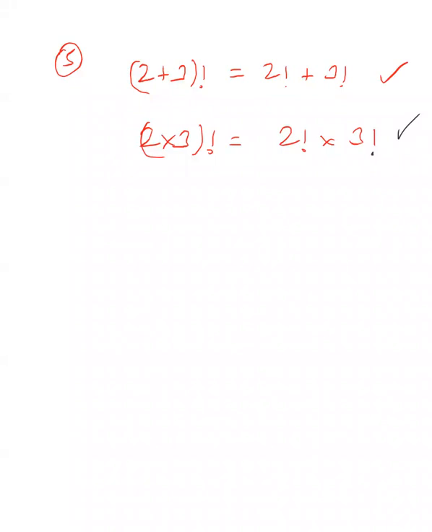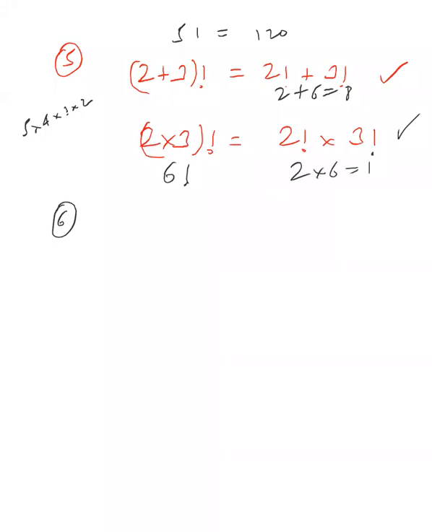So now next question, question number 6. You can check. Okay, 5 factorial is not 2 factorial. 5 factorial is how much? 5 into 4 into 3 into 2, huh? 120. So 120 is not equal to 2 plus 6, that is 8. So both are not same. Here it is 6 factorial. Here it is 2 factorial into 3 factorial. Both are not same. This is 12. And this is 720.